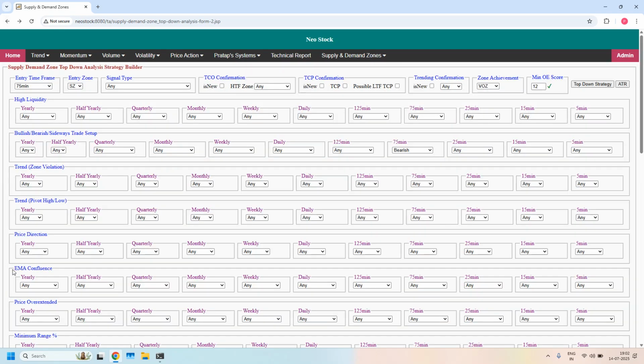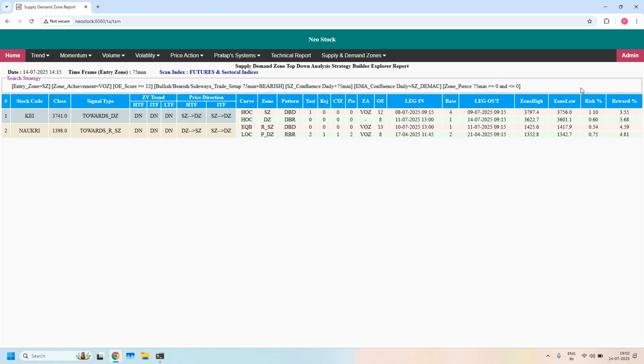Let's further filter EMA confluence on daily by setting daily supply zone with daily EMA. We got 2 stocks. That way, these two 75 minute supply zones might be having more high probability to get success. Provided lesson 20 checklist items should be satisfied.